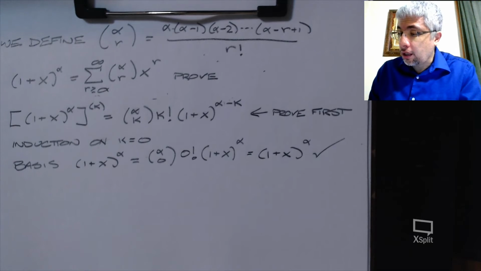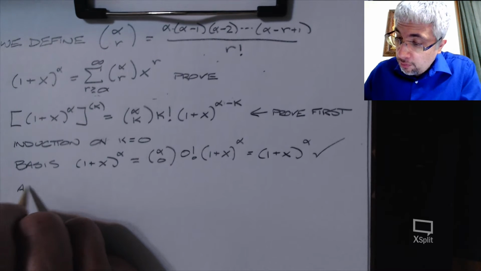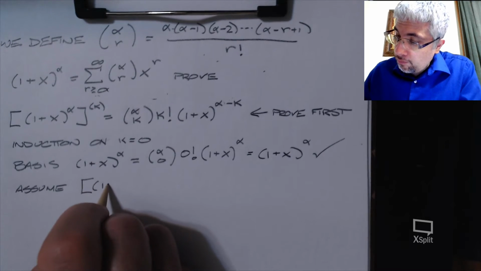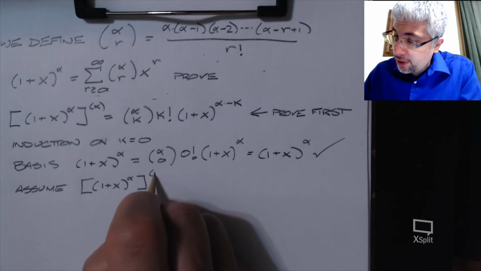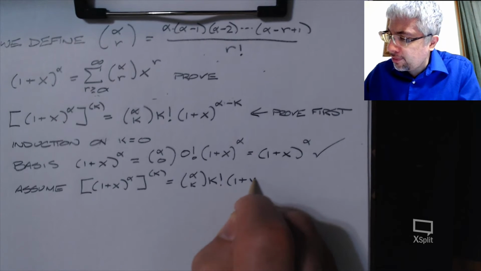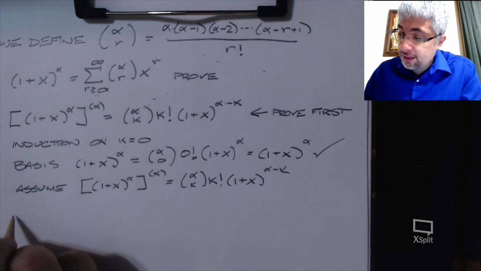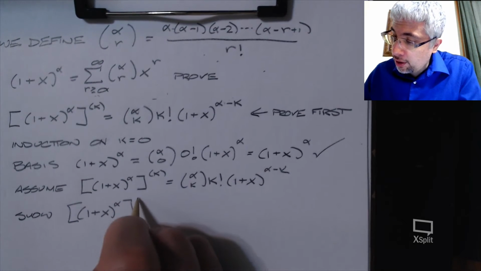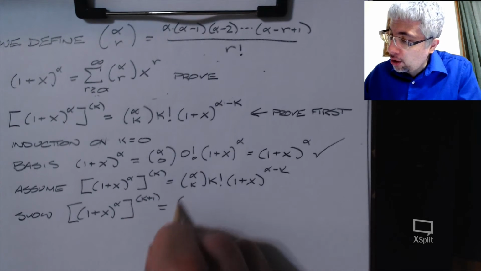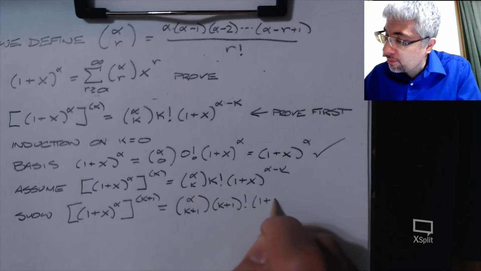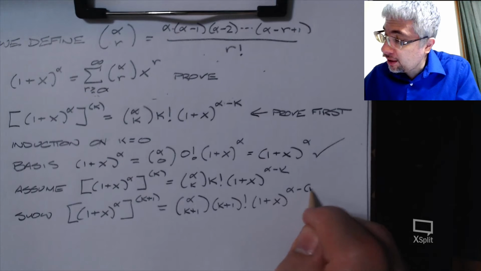Okay. So next, what do we want to do? Well, we want to assume, let's assume it's true for k. Not much point in me copying this, but okay, give us a chance to breathe. Take a deep breath. Okay, so we're assuming this, and we want to show that if we have one more derivative here, we'll get this: k plus 1 factorial, (1 plus x) to the alpha minus (k plus 1).